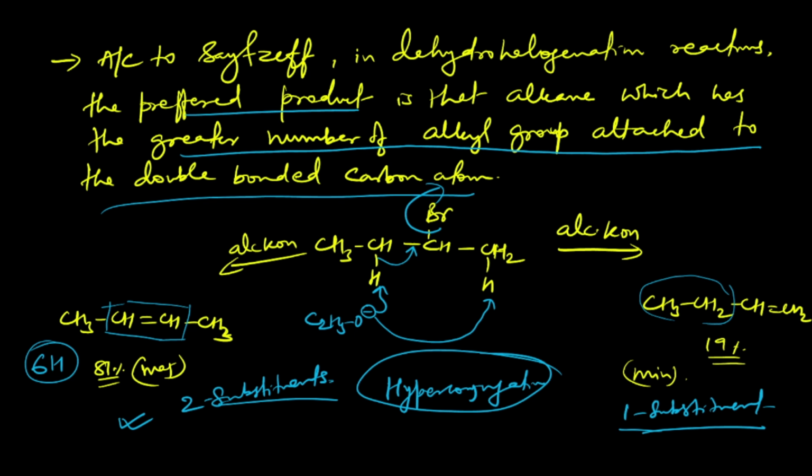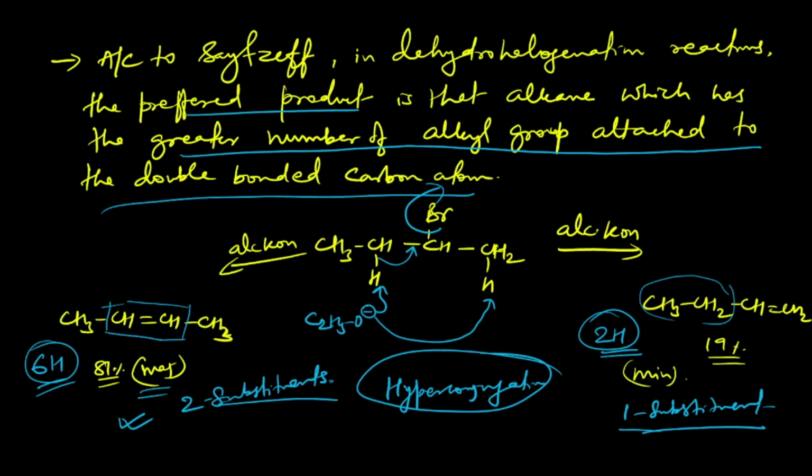Here we have only these two. It means two hyperconjugating structures, because one more is carbon. So carbon will not play a role in hyperconjugation. Only the alpha carbon's hydrogens will play for hyperconjugation, right? So here two hyperconjugations, here 6 hyperconjugations. So the more stable one is this. That's why this is the major product.